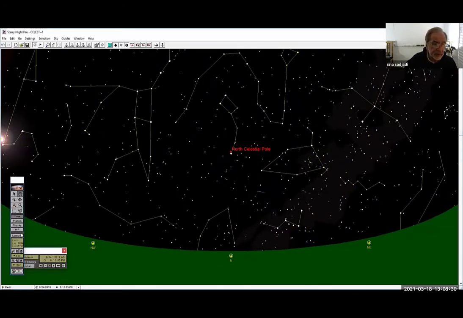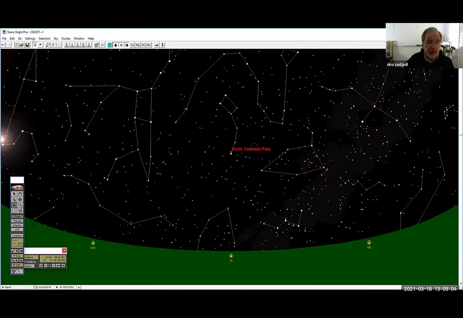I'm going to measure to see how many degrees above my horizon the north celestial pole is. So here's the north celestial pole. How many degrees above my horizon is it? Let me double check. It's 32 degrees above my horizon. What is my latitude if the north celestial pole is 32 degrees above my horizon? 32 degrees north, very good. So it's the same as your latitude. If your latitude is 32 degrees north, the north celestial pole will be 32 degrees above your horizon.